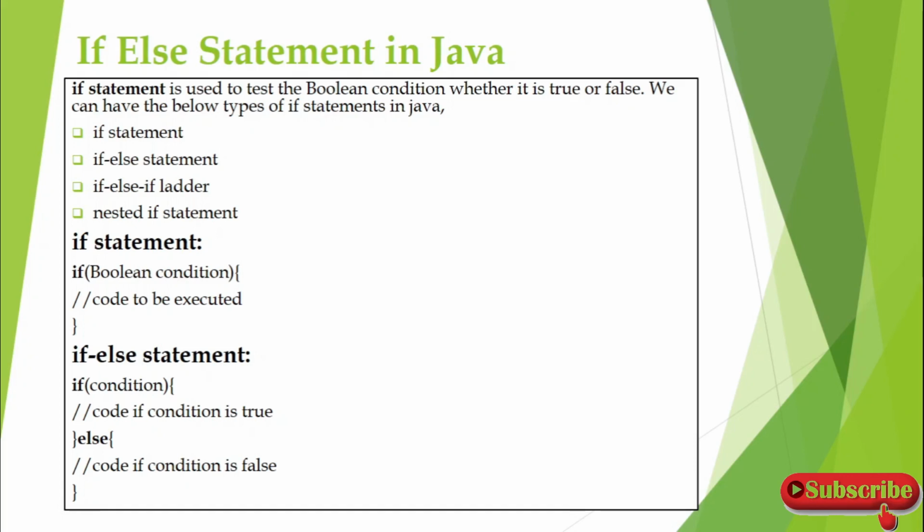So in this video, let's see what an if-else statement in Java is. This is one of the important control statements that we have in Java, and this is how it executes. An if statement just tests a Boolean condition, whether it is true or false. If it is true, it will execute the code given inside that block. If it is false, then it will execute the code given inside the else block.